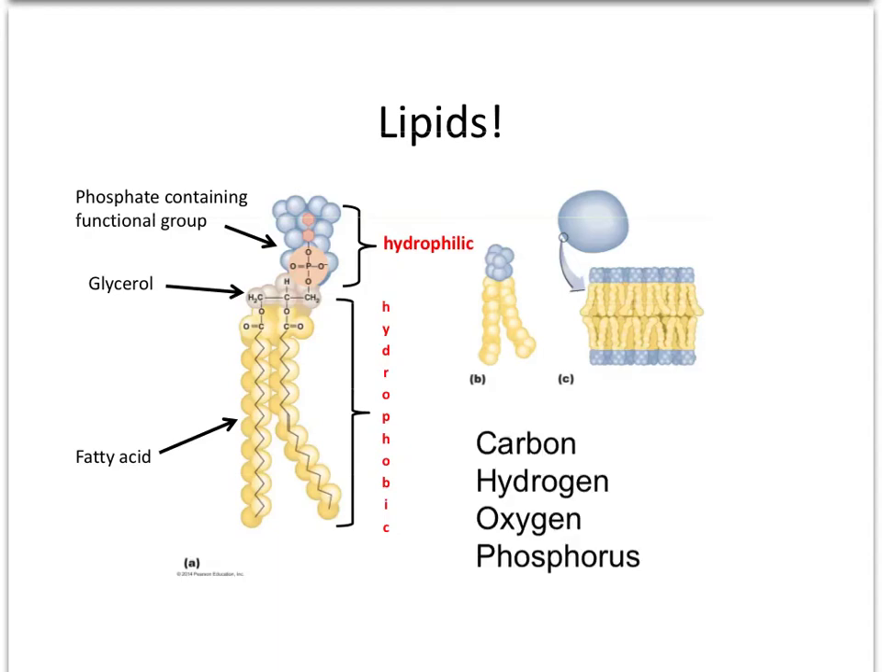So if we look at the elements that are used to make up lipids, what we'll find is that there is some carbon present, some hydrogen, oxygen, and phosphorus finally. Lipids have an interesting property in that half the molecule, the part composed of the fatty acid, is typically extremely hydrophobic, and the top of it, the phosphate-containing head group, is extremely hydrophilic.